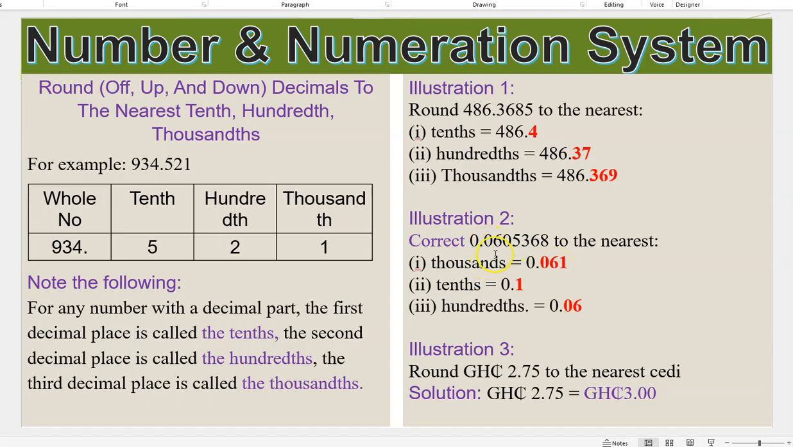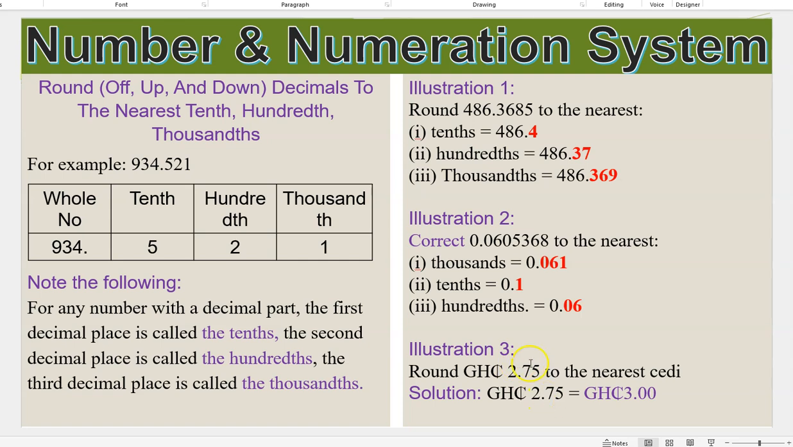To the nearest tenth, tenth is here. This is more than half. So when you borrow 1 from here, it will be 1. So it will be 0.1. To the nearest hundredth is 6: tenths, hundredths, thousandths. So hundredths is 6. But this is less than half, so we don't borrow anything from this number. So we just write 0.06.